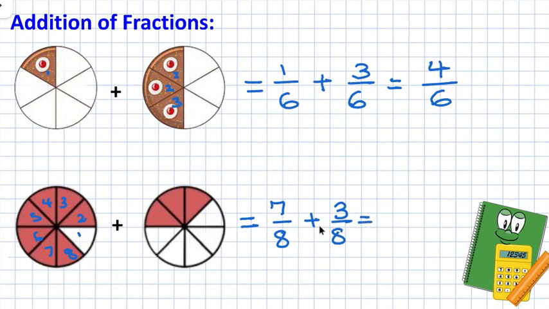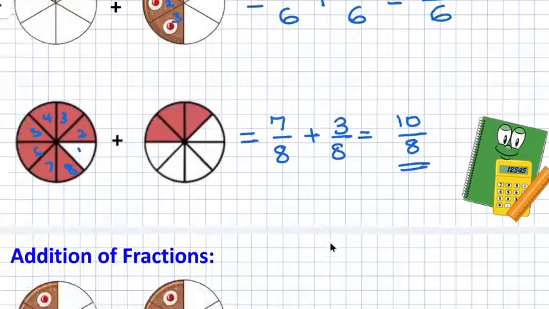So remember, these are the fractions now. Remember, when you are adding fractions with the same denominator, you add the numerator and keep the denominator. So 7 plus 3 is 10. Then the denominator is 8. It's as simple as that.